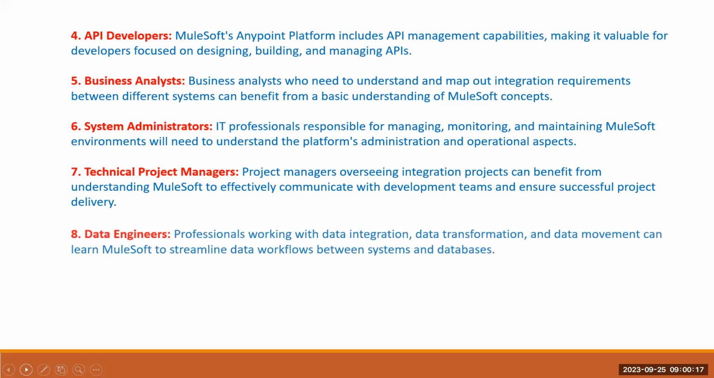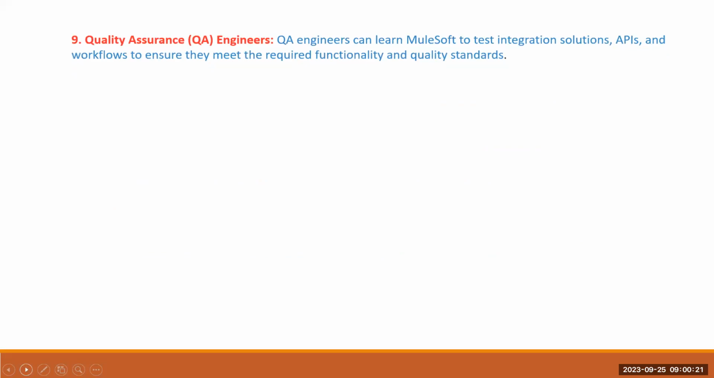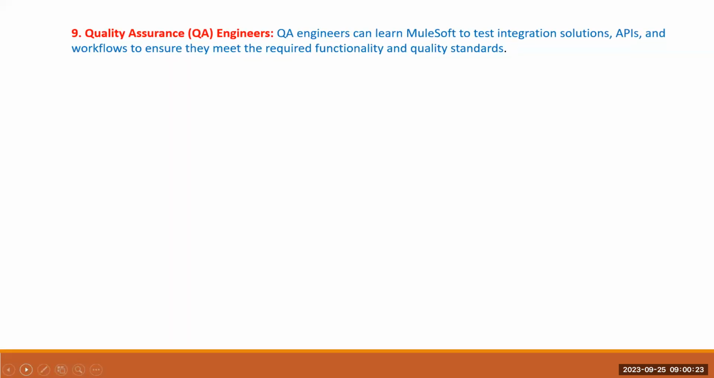Data engineers can learn. Quality assurance, that means QA people, testers, can learn. Testers are getting very low packages, right? Even some people with 6 years of experience still get a package of 5 or 6 lakh. But if you are in MuleSoft with that 6 years of experience, you may get 18, 20, 30 lakhs also.